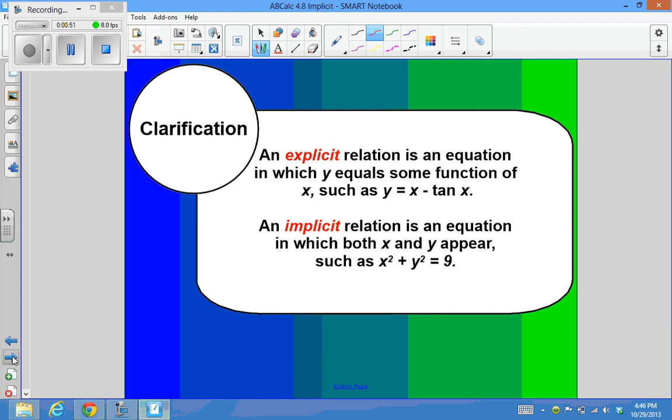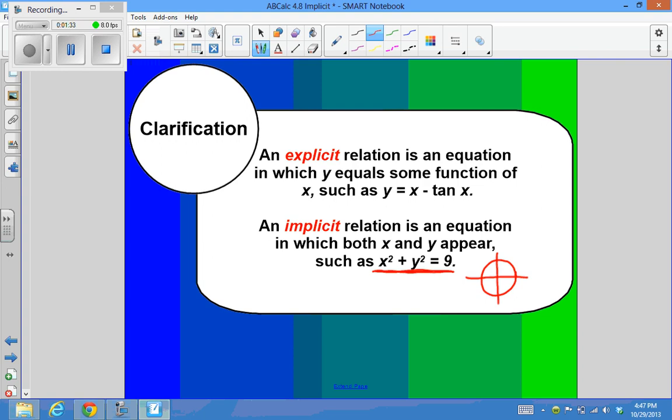But an implicit relation, that's a whole different deal. On an implicit relation, it's an equation in which both x and y appear on the same side sometimes. They might be split, but they may be on the same side. Like this right here, x squared plus y squared equals 9. And hopefully, if we think about this, x squared plus y squared equals 9 is the equation of a circle, right? Which should also remind us that's a circle with a radius of 3. Looks something like that.